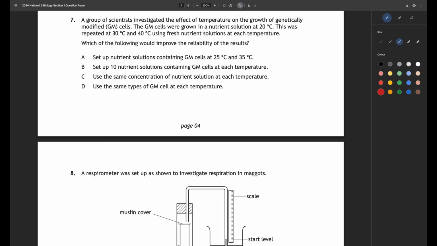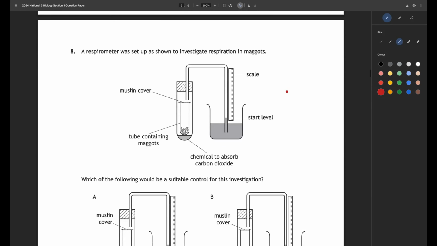C, use the same concentration of nutrient solution at each temperature. That is a good validity step and measure, but it won't improve the reliability. And use the same types of GM cell at each temperature. Again, good for validity, but for reliability, we're looking at B there, setting up 10 nutrient solutions, okay? So that's what we're looking for, number 7.